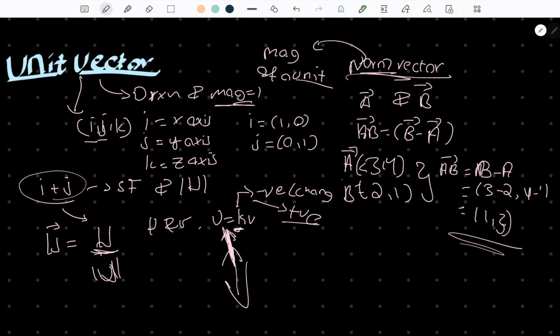For two vectors u and v, they are equal if their corresponding components are equal. For example, 2i plus 3j and 2i plus 3j. As you can see, the i values are the same, the j values are the same.